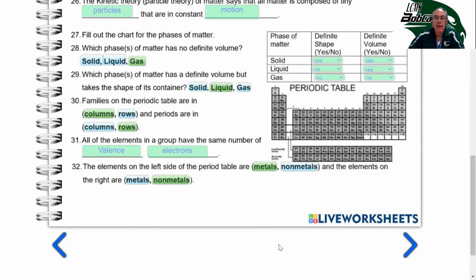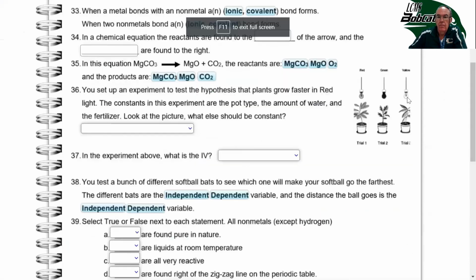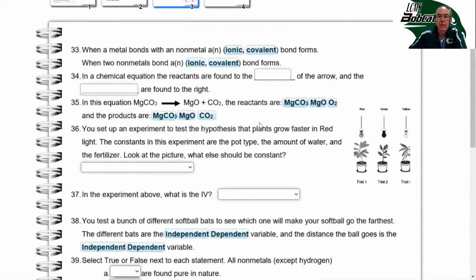Okay, and now we'll be going on to page 3. All right, this is page 3 of the workbook. When a metal bonds with a non-metal, it forms an ionic bond. Those are things on the left bonding with things on the right, things like salt. Two non-metals bonding together, like an oxygen and oxygen, make a covalent bond.